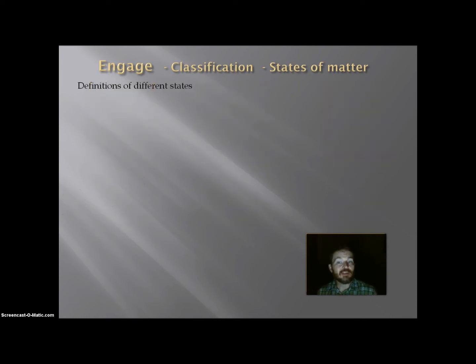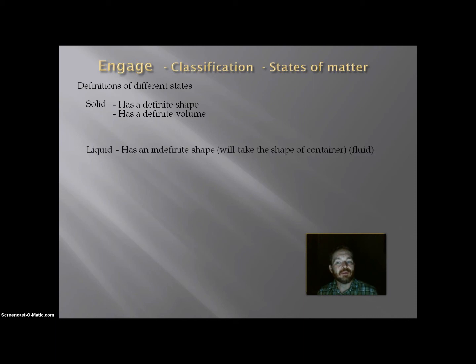We can define the states of matter a couple of different ways. If we're going to look at a solid, the classic definition of a solid is to say that a solid has a definite shape and it has a definite volume. That means unless you act upon the solid with a force, its shape will stay the same, its volume will stay the same, and nothing will change.